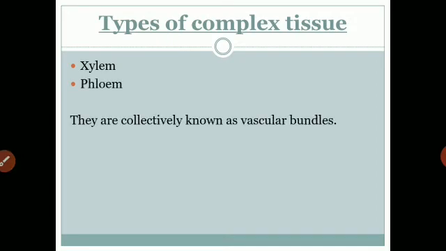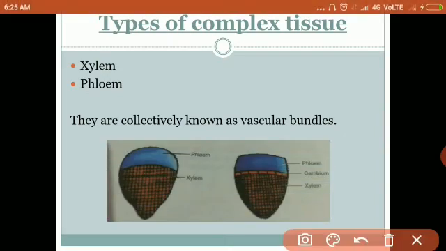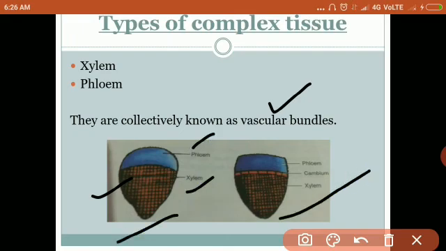So what are the different types of complex tissue? Xylem and phloem. And xylem and phloem together are called the vascular bundle. Let us see this picture. This is the picture of a vascular bundle. Phloem and xylem are arranged in different ways in plants. So this is one type of arrangement, this is another type of arrangement. They are together called the vascular bundle.